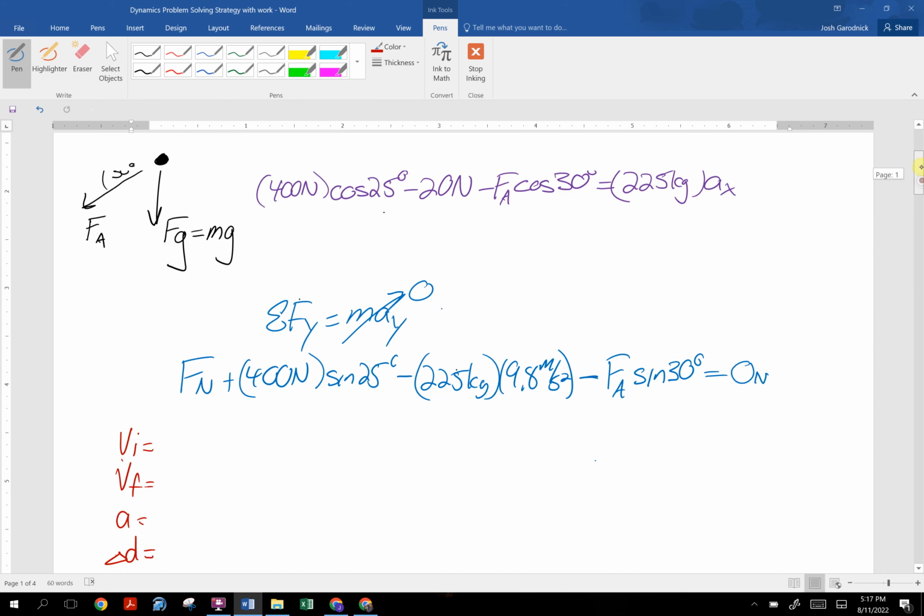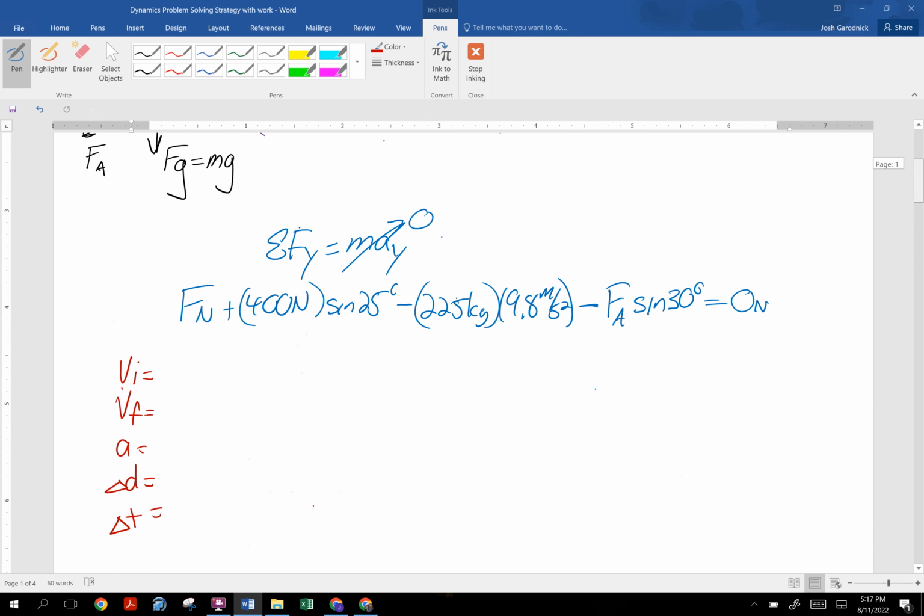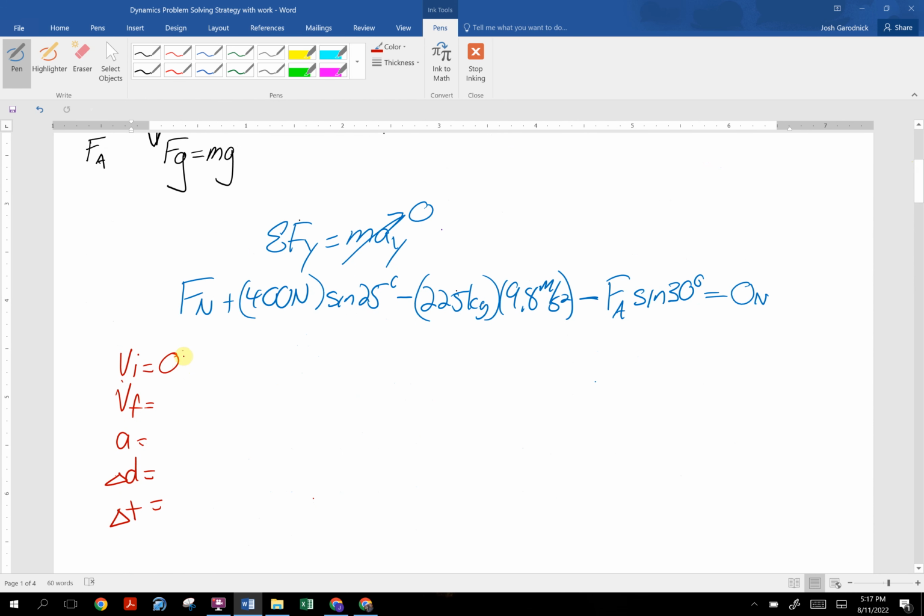Now go back. Let's see what we can get from this. If I remember correctly, it is starting from rest. It reaches a velocity of 1.5 after moving 3 meters. So I'm going to fill all that in. 0 meters per second to start, reaches a speed of 1.5 meters per second after moving a distance of 3 meters. Alrighty.